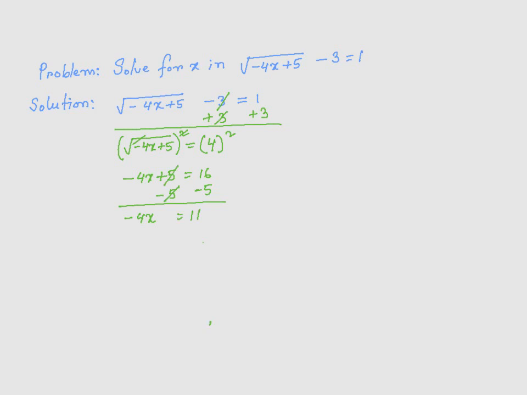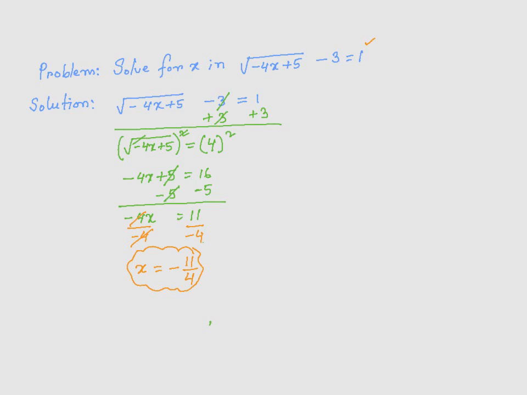Now I divide both sides of this equation by negative 4 in order to solve for x. So negative 4 and negative 4 are going to cancel out. That's going to give me x on the left hand side. On the right hand side is negative 11 over 4. Now we found a value for x, which is going to be the solution to this given equation. However, we need to make sure that this is in fact the solution to this given equation.